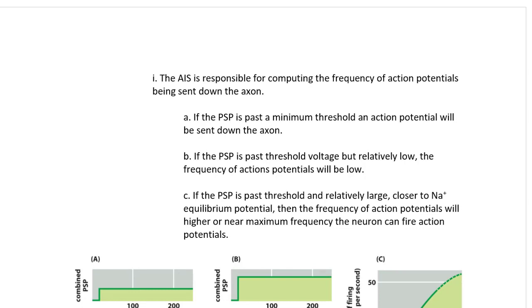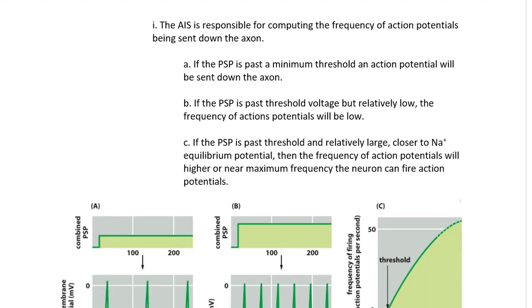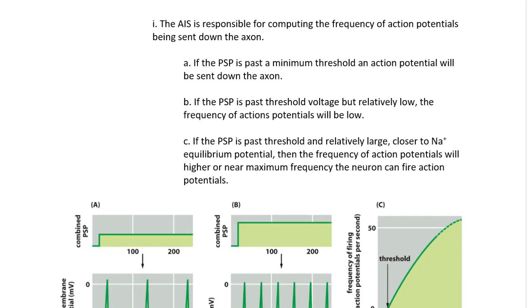The AIS is responsible for computing the frequency of action potentials being sent down the axon. If the combined PSP is past a minimum threshold, an action potential will be sent down the axon. And this goes back to the picture we had earlier about an action potential. Actually, let's go back and look at that picture.